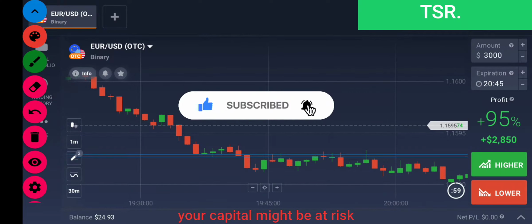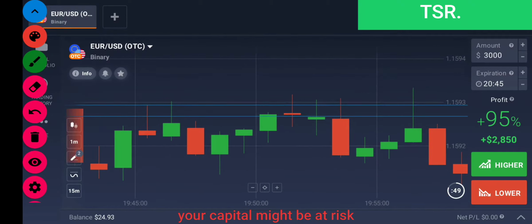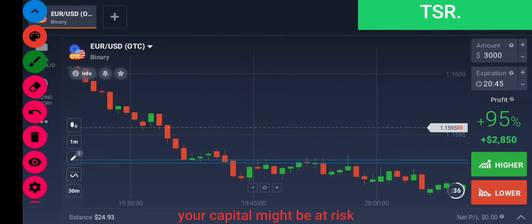In the last video I placed a trade, so I will explain here why I placed that trade. So let's begin. As you can see, I placed a lower option after this candle here, right? So I'll show you the level here.